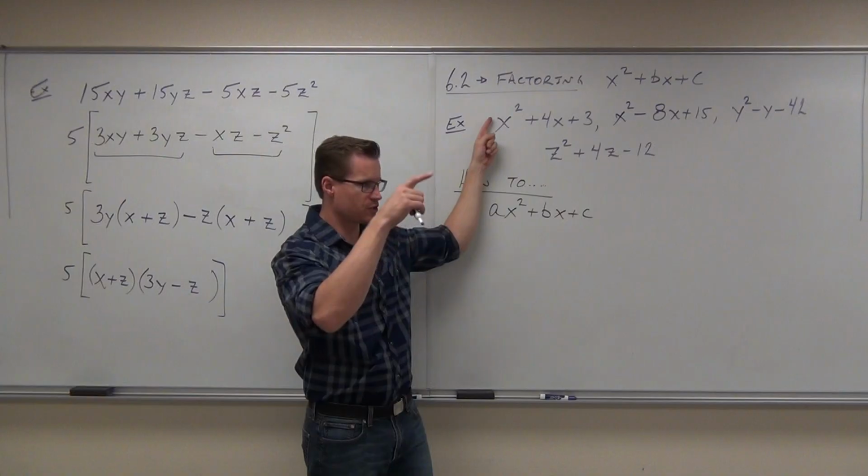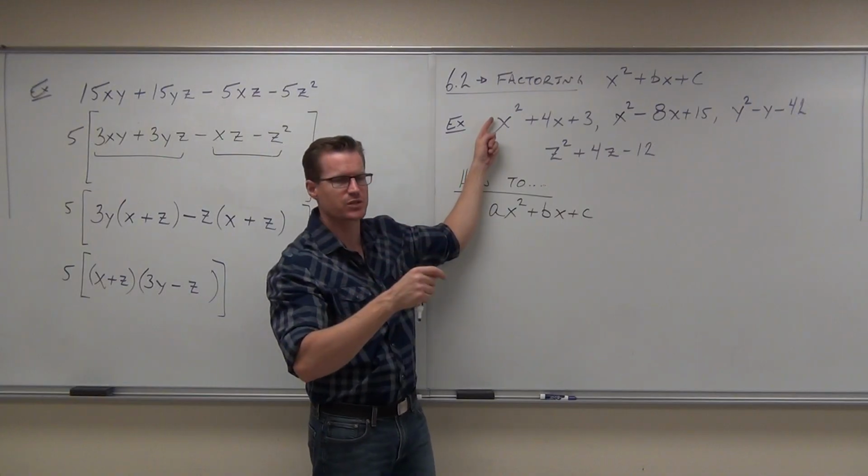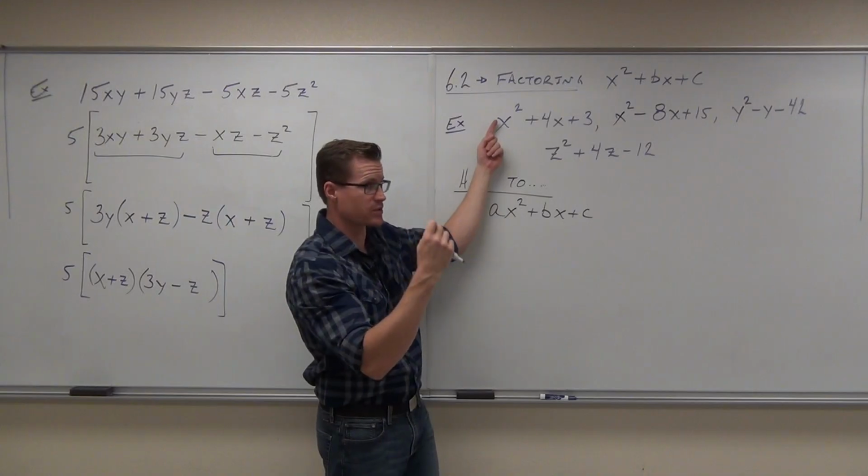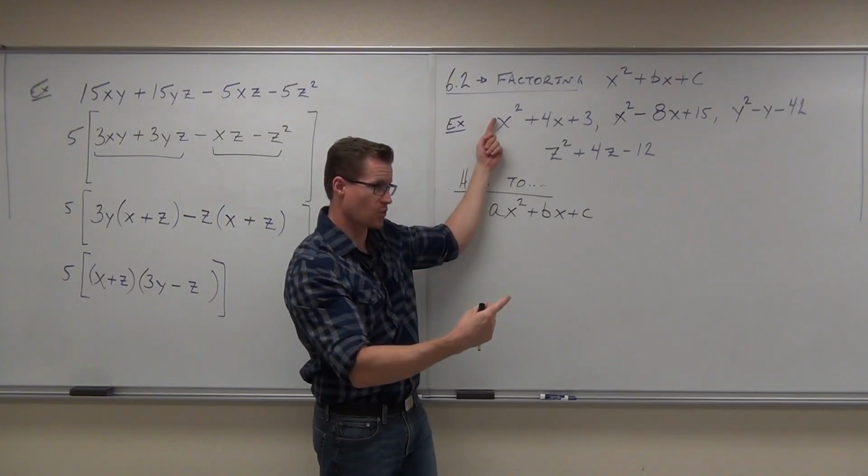Remember how the coefficients, the numbers in front of your variables? If there's not a number, there's still a 1, because otherwise it'd be 0, and 0 times anything gives us 0. So we have to have at least a 1.